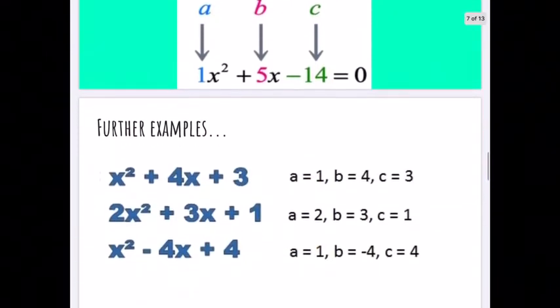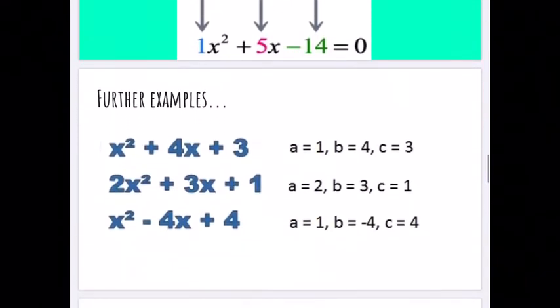In these examples here, in number 1, we have A is 1 again, because there's no number in front of x squared, B is 4, and C is 3. In number 2, you can see that A now becomes 2 because there's a number in front. B is 3, and C is 1. In the last example, A is 1, B is -4, and C is 4.